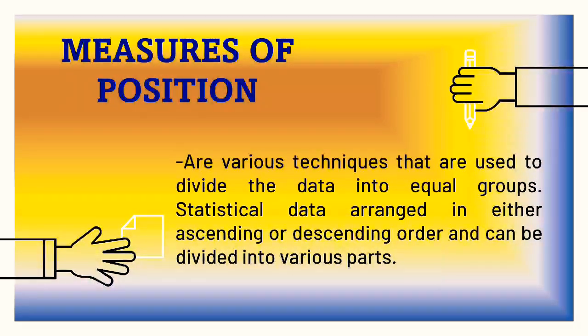Let's get started. Let us first define what measures of position are. When we say measures of position, these are various techniques that are used to divide the data into equal groups. Statistical data arranged in either ascending or descending order can be divided into various parts.